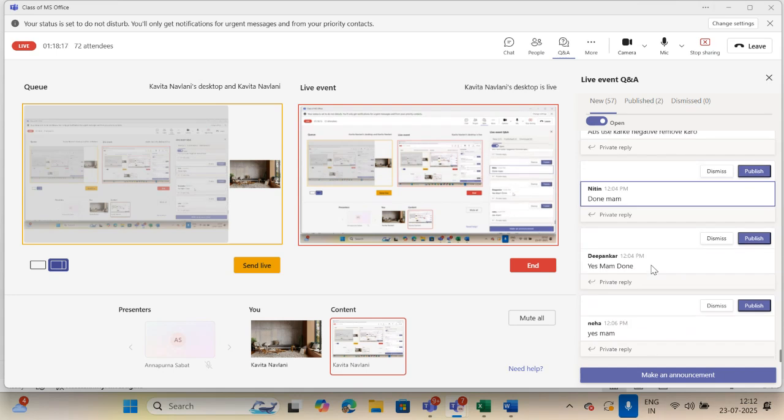Let me ask for a show of hands of who understood, or otherwise I need to give you the clarification again. Please, Nitin, Dipankar, Neha, Sudeep, Chandrasekhar, so many students are there. I cannot call out each and every name. Please.